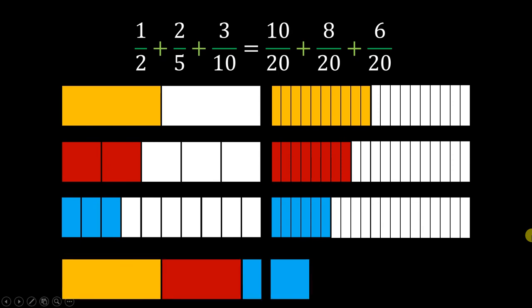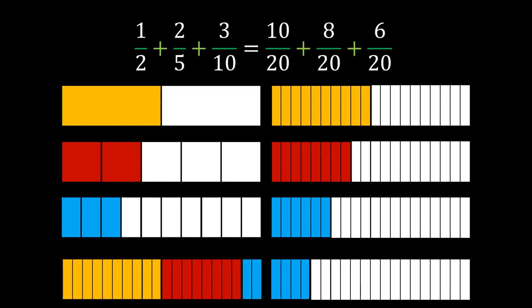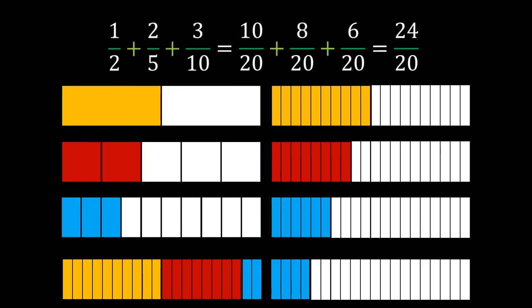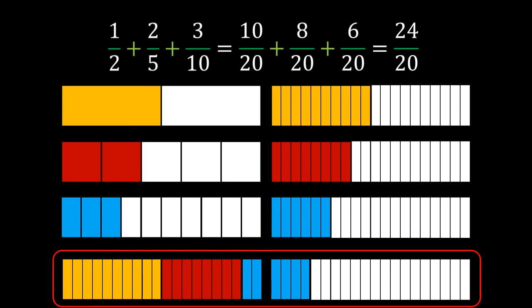Adding them together gives us a total of 24/20, which was the right answer that we found by solution. So we have visualized that the solution we did was the right solution. And from here you can also visualize that 24/20ths make 1 whole and 4/20ths.